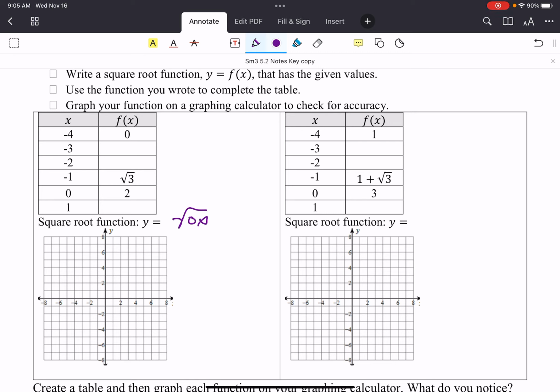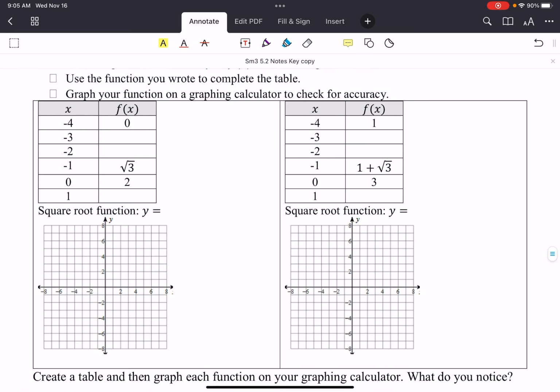So does that work if you plug in -1? Will you get the square root of 3? No. What's another way that we could get from -4 to 0? Add 4. Let's look at that. The square root of x plus 4. Plug in -1. Does that work? Yeah. Okay, so let's plot those points on the graph.